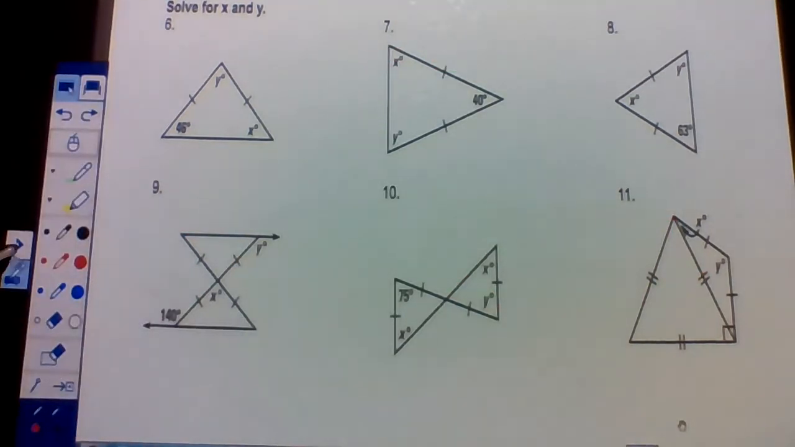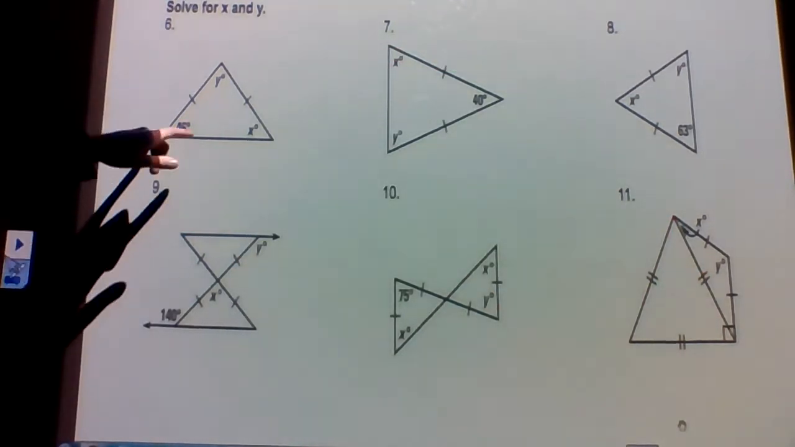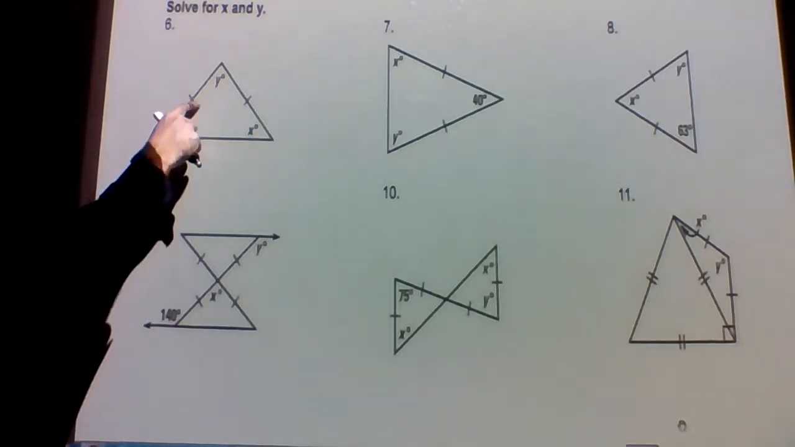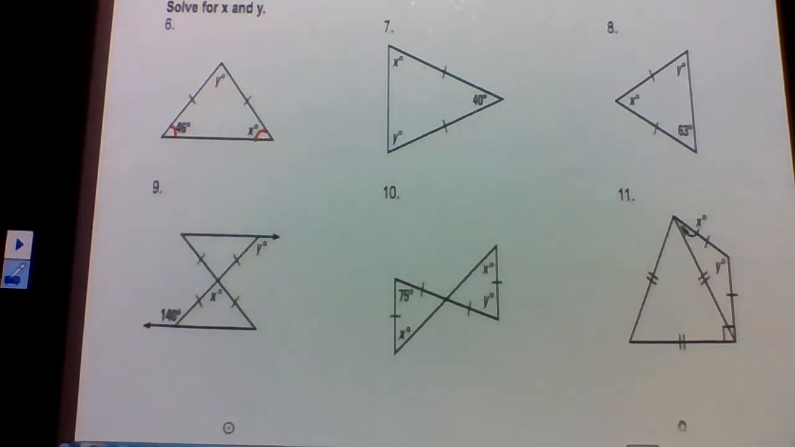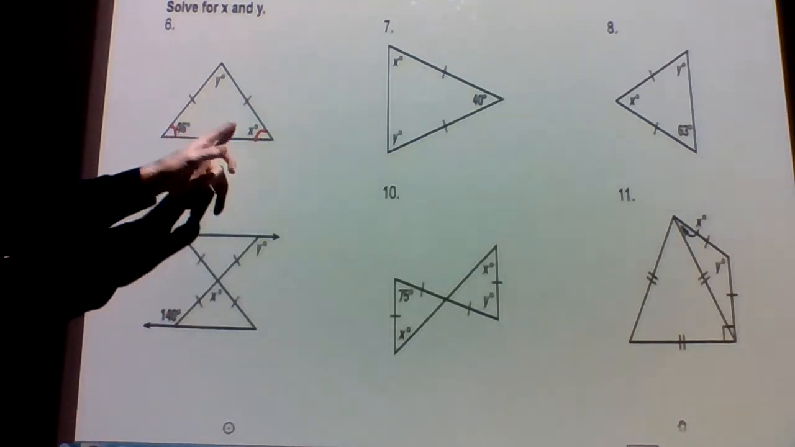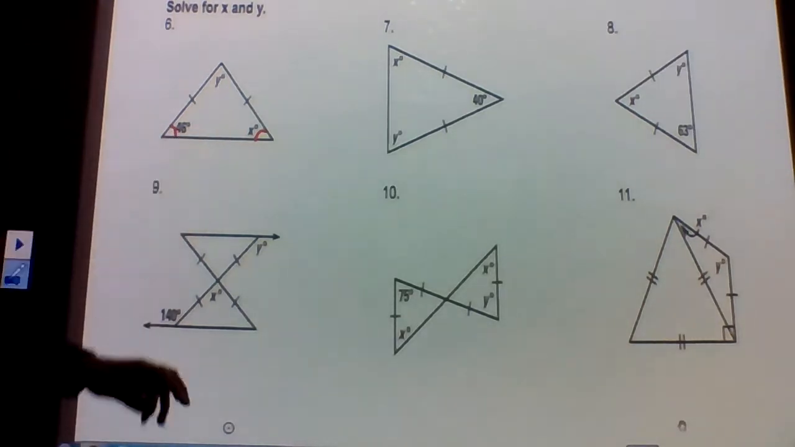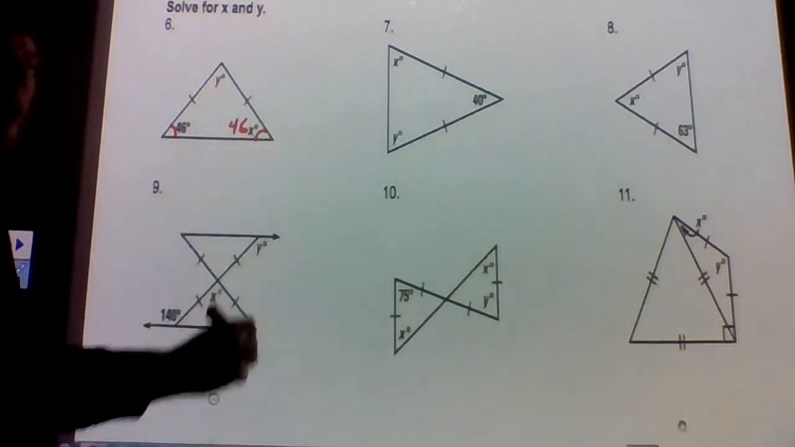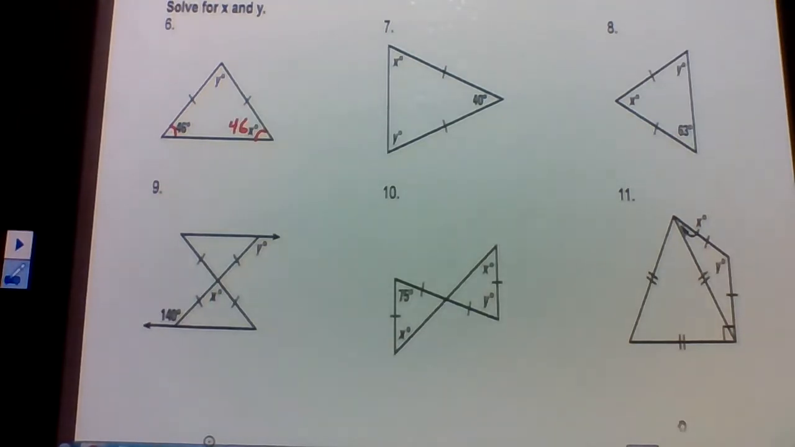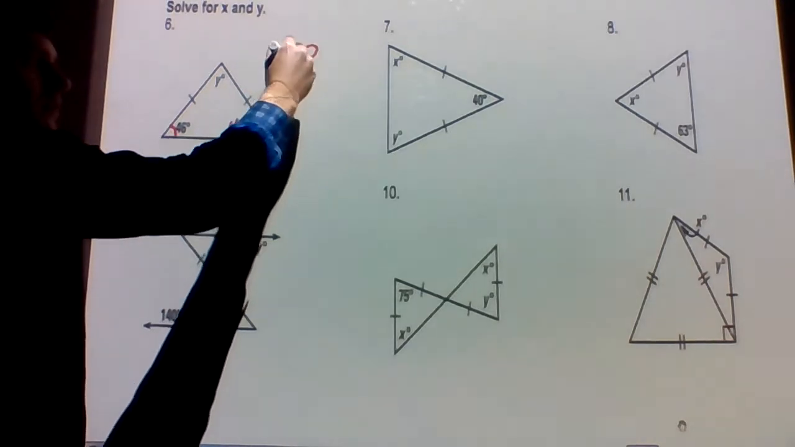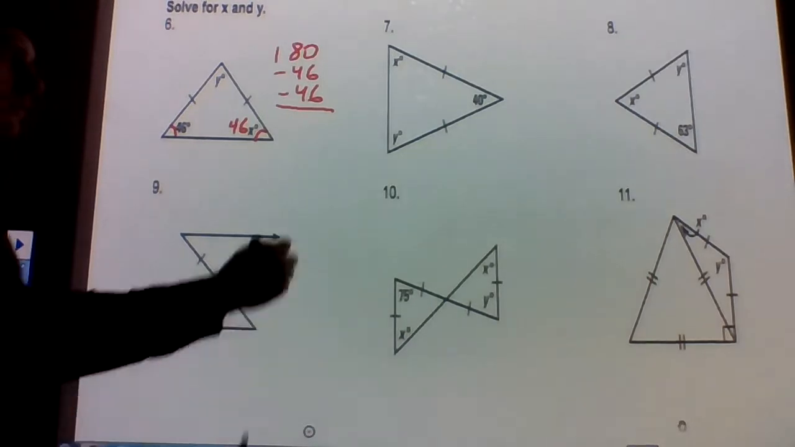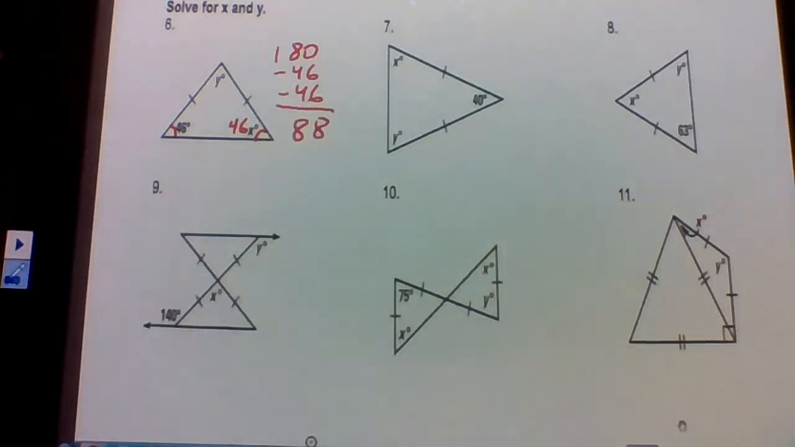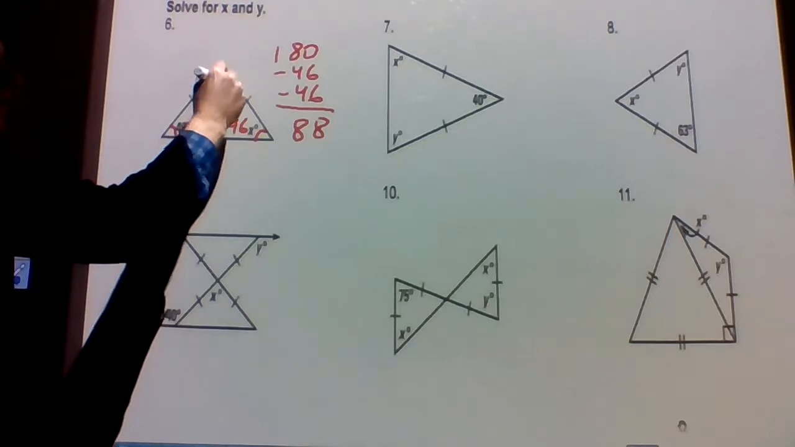Number 6, we have an isosceles triangle. So the two base angles are going to be congruent. The two base angles are the ones opposite the congruent sides. So these are going to be your base angles. So x is going to be 46. To find the third angle of a triangle, if we have 2, it's just 180 minus the other 2. So 180 minus 46 minus 46 is going to be 88. So y is going to be 88.